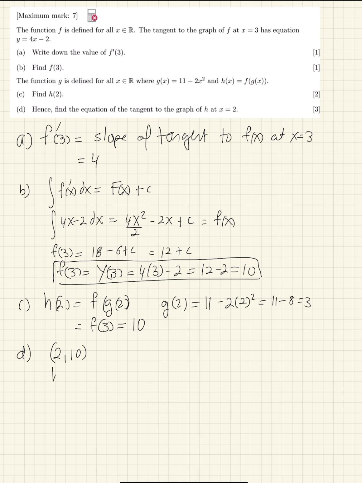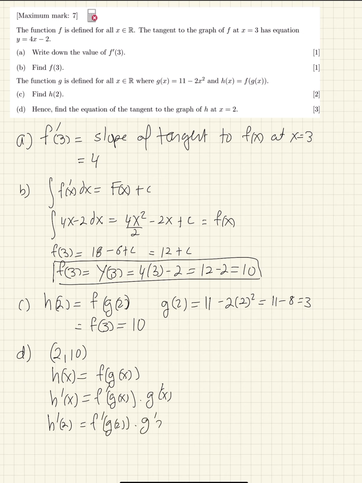Well, h of x is equal to f of g of x. Therefore, h prime of x is equal to f prime of g of x times g prime of x. This is the chain rule. Be careful here. And at x equals 2, h prime of 2 is going to equal f prime of g of 2 times g prime of 2. And g of 2 we found up here was 3.